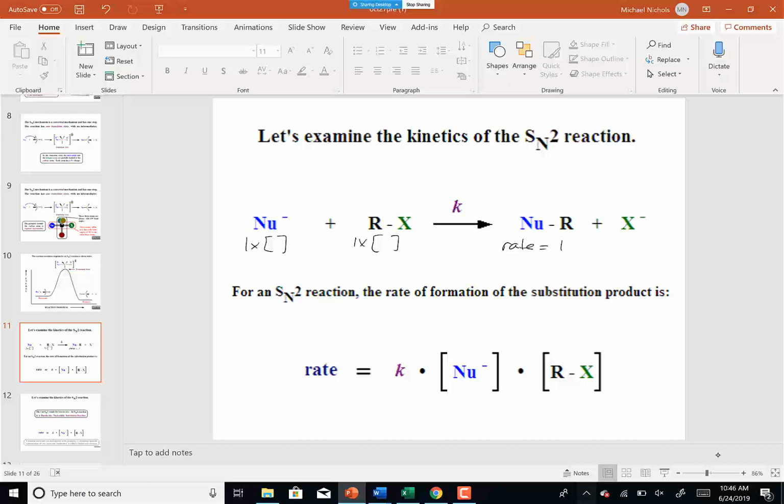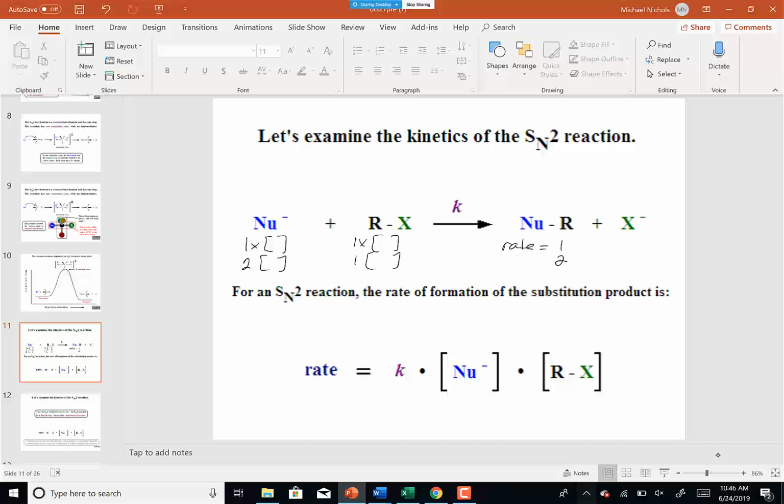And in general chemistry, you would have gotten a whole table of these values. And what they would have done is they would have said, okay, now let's use a 2 molar concentration of nucleophile, a 1 molar concentration of alkyl halide. Let's measure the rate, and the rate is 2. So what does that mean? When I double the concentration of nucleophile, the rate doubles.